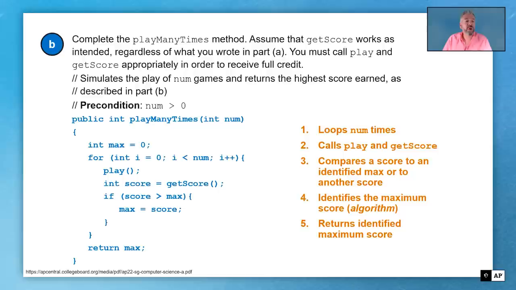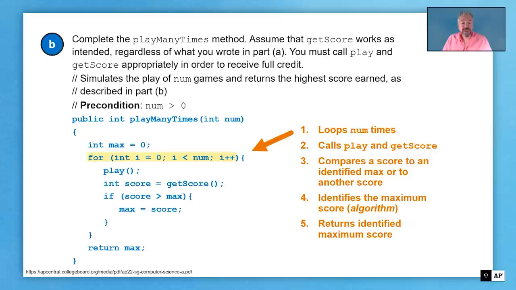We know that when we call play many times, we're going to pass in a value to num, and that represents the number of simulated games we're going to play. So the very first point is, do we loop num times? In this case, yes, we've got our for loop that's going to loop from i equal to 0 up to, but not including, i equal num. So as long as i is less than num, we're going to cycle through.